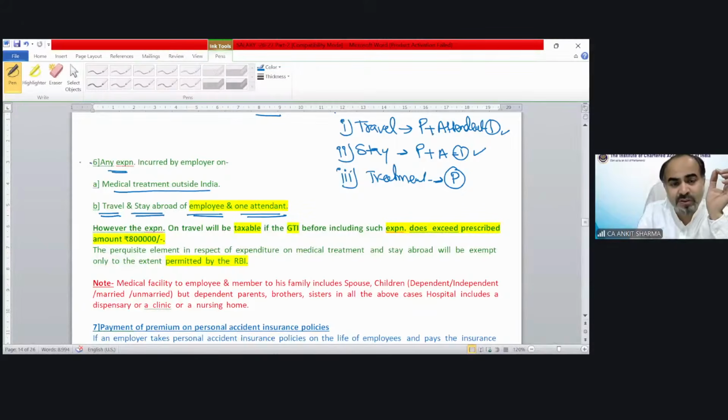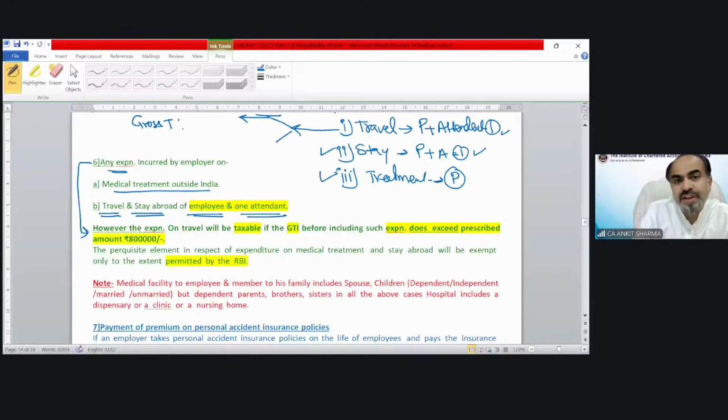But for the purpose of this foreign expenditure on medical treatment, a condition, or you can say a restriction, has been made on the exemption you can claim. Out of these three, this would remain exempt, this would remain exempt. But in case of travel, you have to check a condition. If the gross total income, GTI, of the employee before including such expenditure of travel, exceeds 8 lakh rupees.